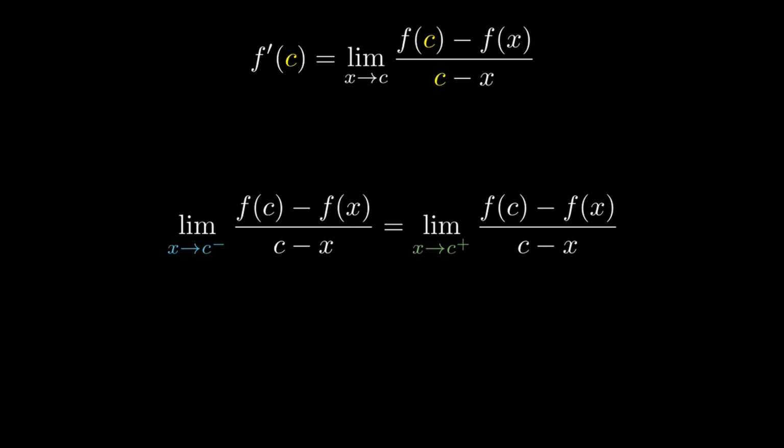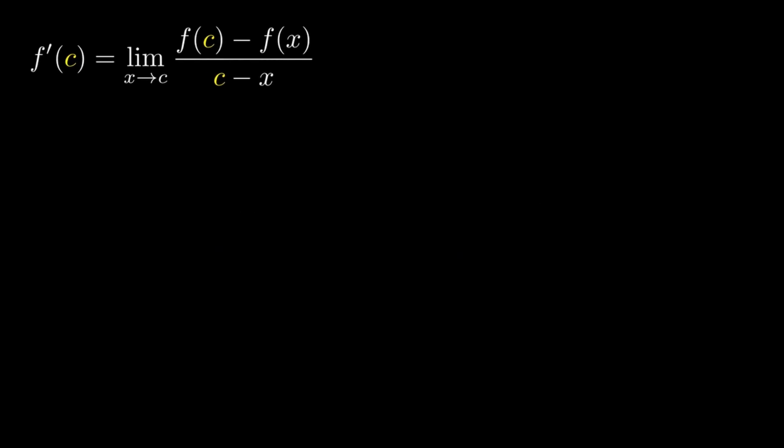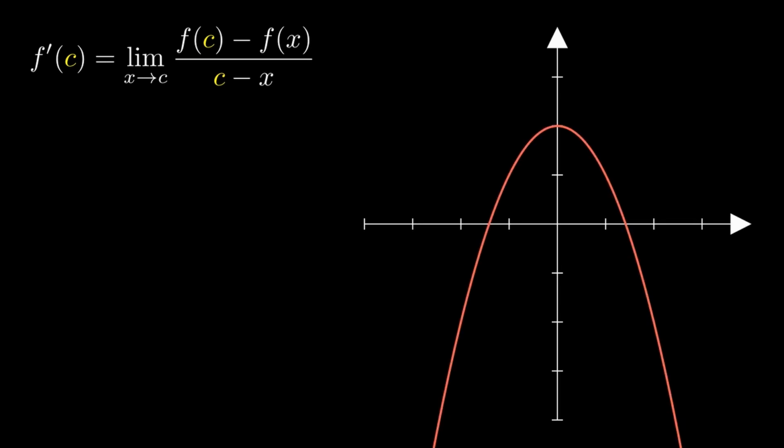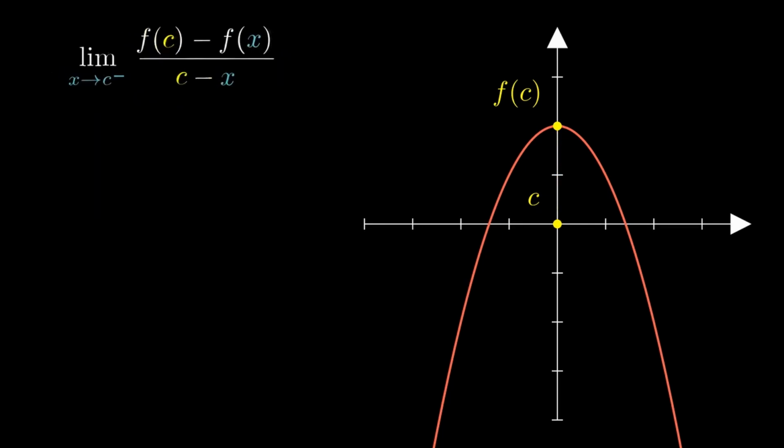Let's take a look at a graphical interpretation of this problem. As an example, we will define our function f as 2 minus x squared. Notice that we have this value c and its corresponding value f of c, which is a local maximum for our function. To prove the derivative is equal to 0 at c, let's first examine the left-sided limit.